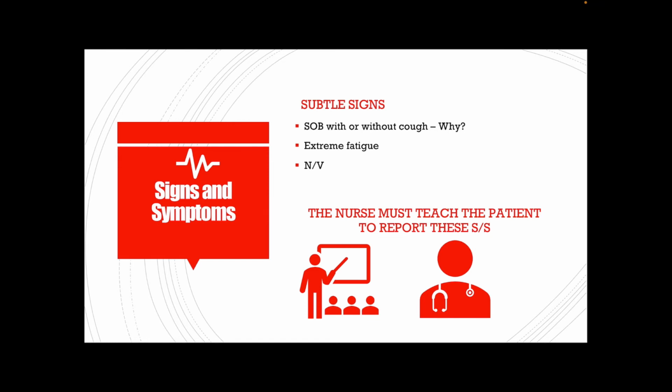The signs and symptoms for CVD are subtle: shortness of breath with or without cough, extreme fatigue, and nausea and vomiting. These patients might have what is referred to as a cardiac cough or a heart cough. If it's dry, non-productive, it's probably a common side effect of an ACE inhibitor. With a wet cough with a frothy sputum that may be tinged pink with blood, it indicates pulmonary congestion.